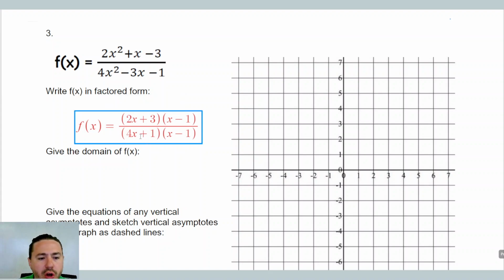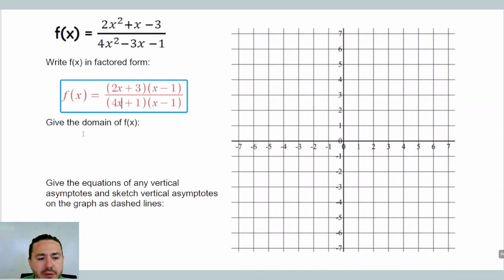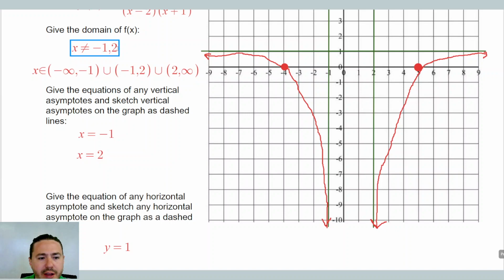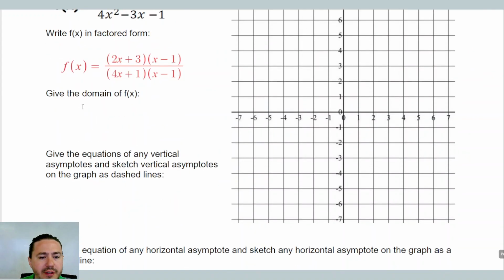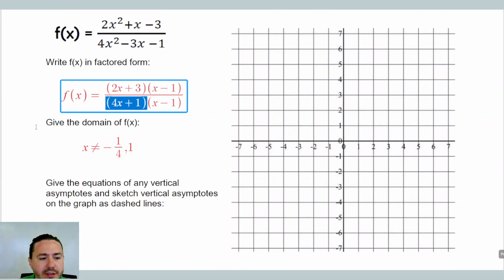All right, so we are going to have a hole here. We do have a hole at x equals 1, so just be on the lookout for that. The domain here is going to be everything except for the values that make the denominator 0. So I'm just going to opt to use the inequality way, so not using the set notation. So my domain is going to be everything except for -1/4 and positive 1. So we only have one vertical asymptote here, and that's going to be at -1/4.